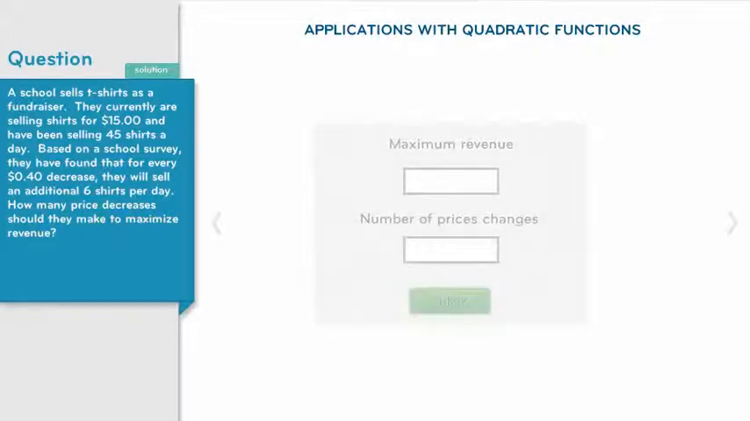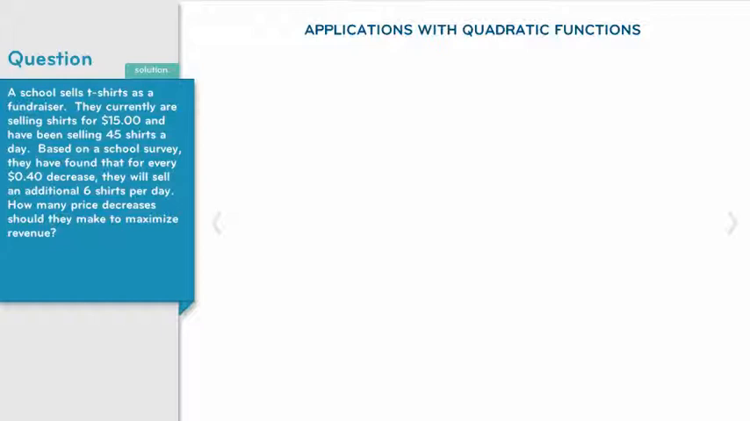In order to solve this problem, we first need to come up with a function for the revenue. In this case, we know that we sell shirts for $15 each, but we are considering doing 40-cent decreases in price in order to sell more shirts. And we know that every time we do a decrease in price, we will sell 6 more shirts. So from here, we can take our function, expand it into general form, and then if we complete the square and put it into vertex form, we'll be able to figure out how many decreases in price we should do and how much revenue we will end up making.